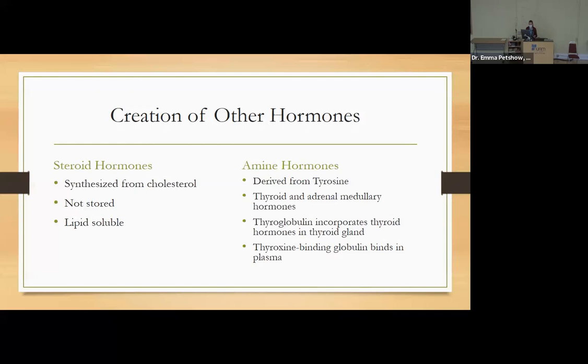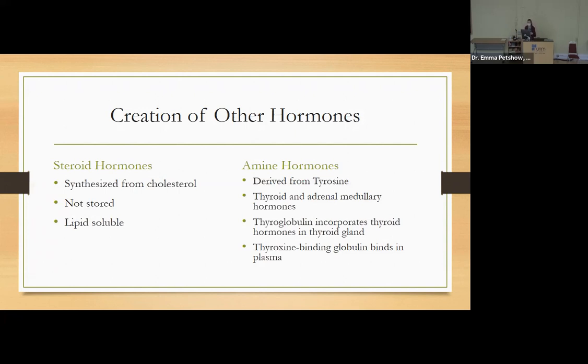But first, let's talk a little bit about creation of other hormones. So steroid hormones come from cholesterol. So any of our steroid-based hormones, cholesterol is going to be your big building block. They typically aren't stored. They're lipid soluble. Your amine hormones, hormones that have that nitrogen in them, they're derived typically from tyrosine. Those are mainly your thyroid and your adrenal medullary hormones.